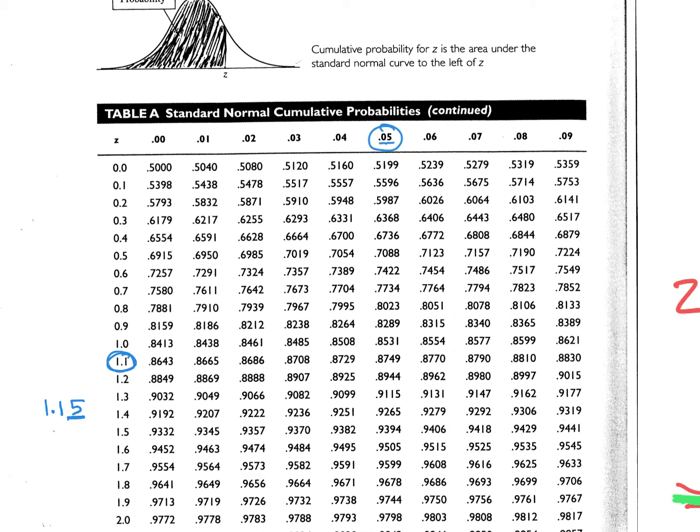So if you add 1.1 plus 0.05, right? 1.1 plus 0.05 is 1.15. So what I'm going to do in my table is go across horizontally in this row until I get to a hundredths place of 0.05. And if I go down vertically down the column of 0.05, this will be my cumulative area to the left of 1.15 on our distribution.